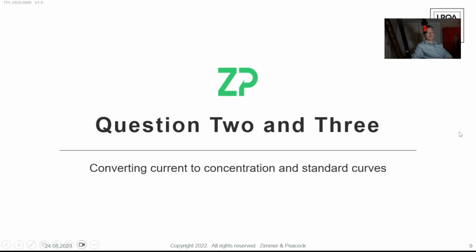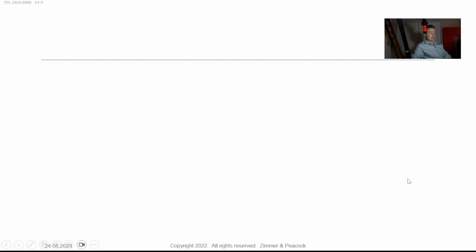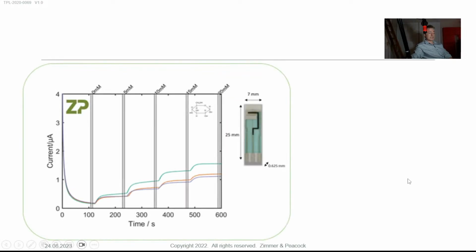Your next questions, 2 and 3, are really linked. I just showed this curve. This is a standard curve of current versus time, but it's also concentration, because this is 0 millimolar, 5 millimolar, 10 millimolar, 15, 20 millimolar. We call this a staircase experiment.